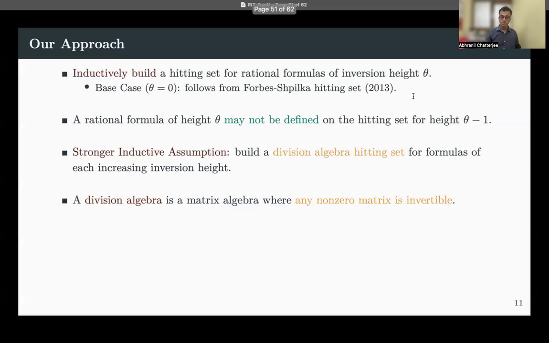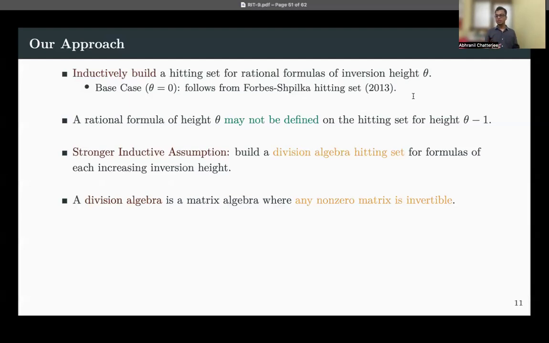So what is a division algebra? A division algebra is just a matrix sub-algebra where you can add, subtract, take products, and take inverses. Whenever a matrix is non-zero, it will be invertible.